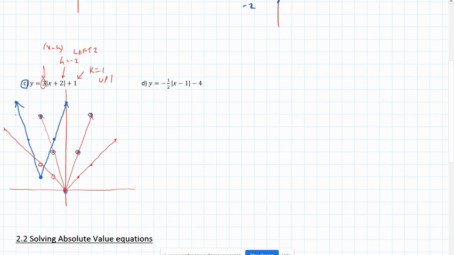Go ahead and pause your video again. Try example D and press play when you're ready to see the solution.